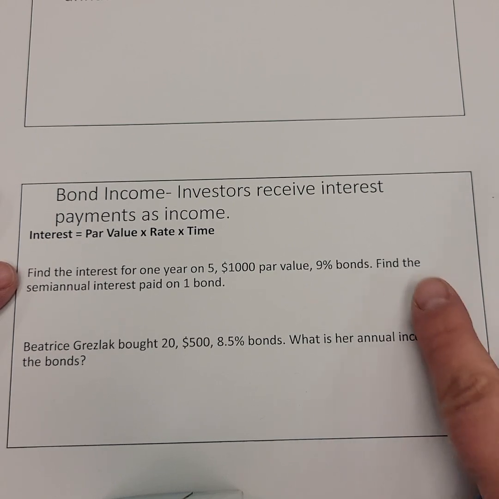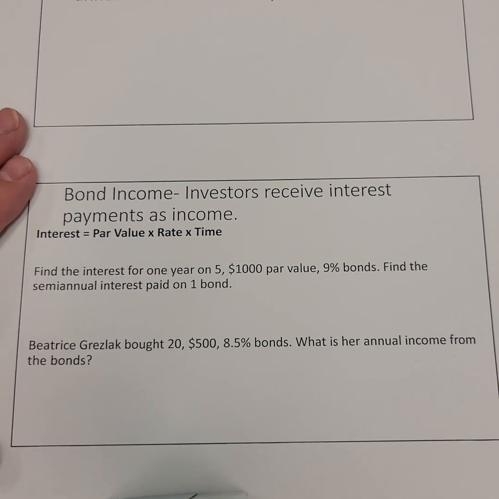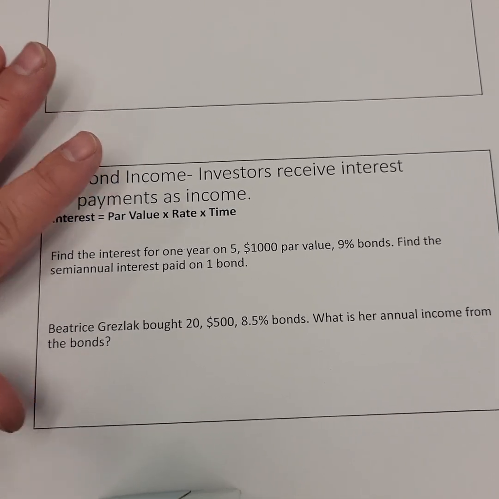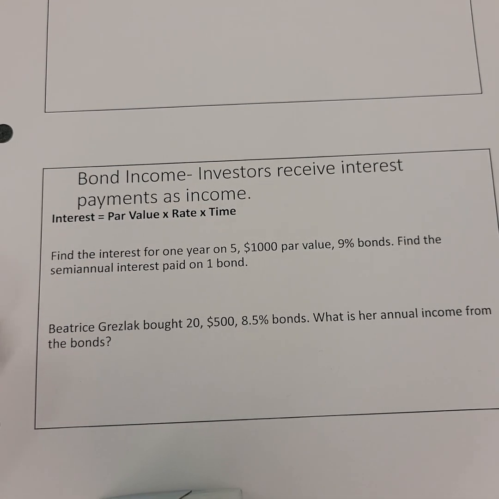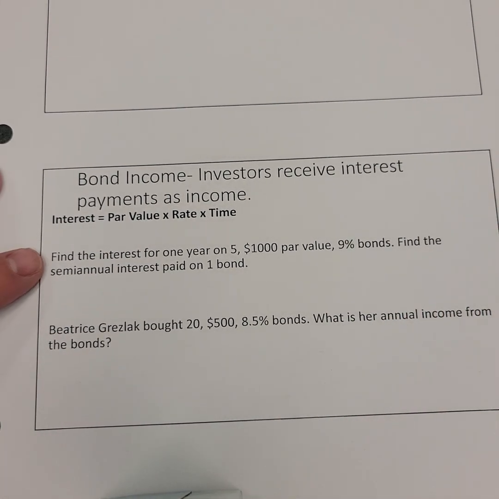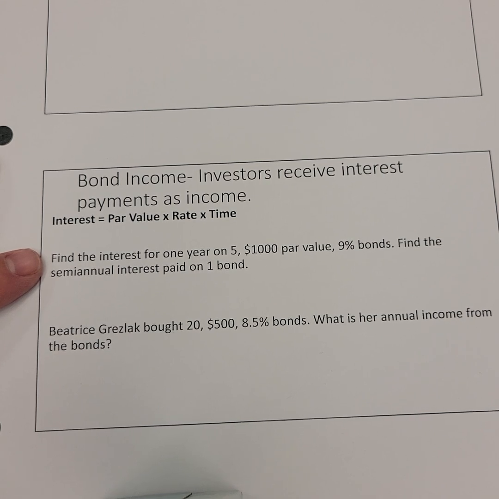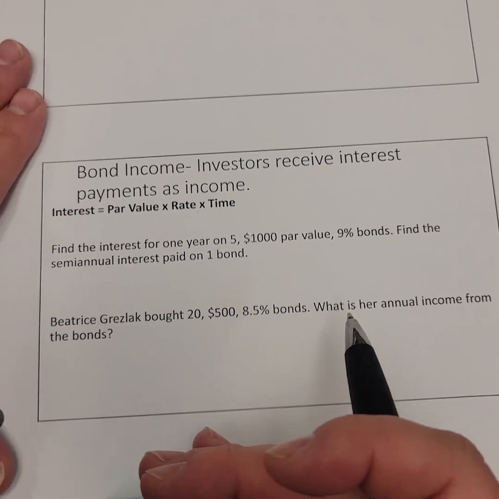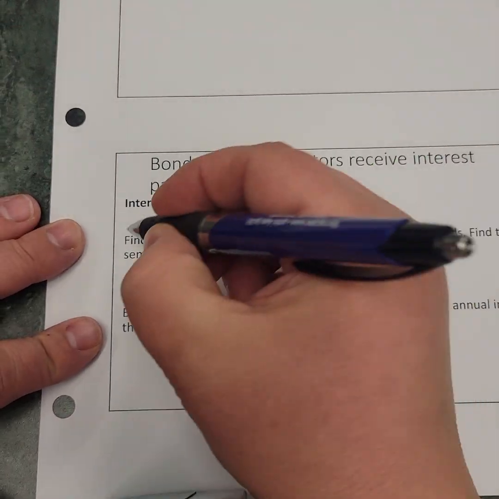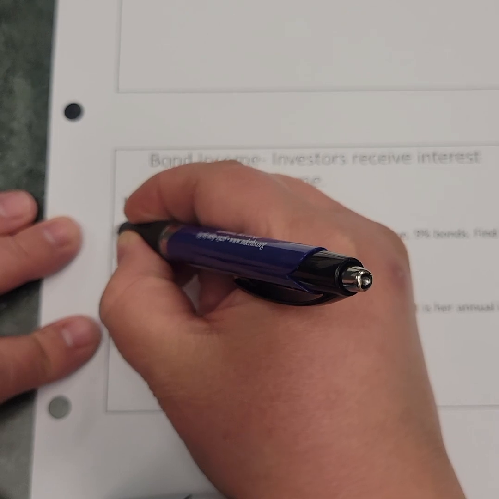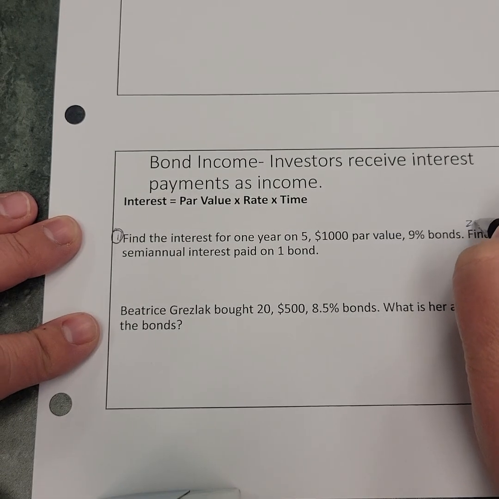So it's just going to be simple interest. This right here is two separate questions. I need to get that separated for next time. The first question is: find the interest for 1 year on 5 $1,000 par value 9% bonds. So this is the first question. This is the second question.